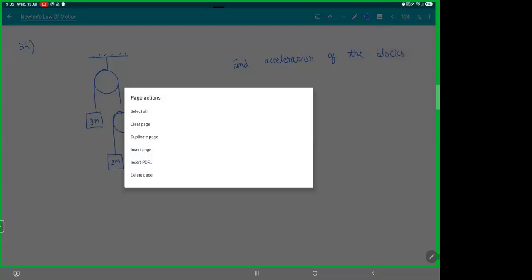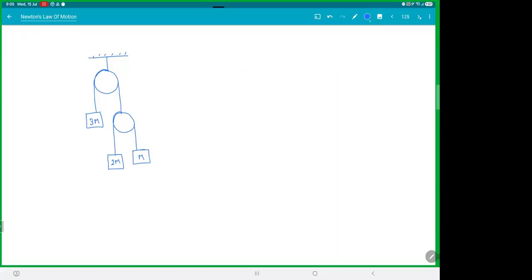I'll just give you one small thing. Now, technically speaking, you can choose anything as a system. There's nothing wrong with that. But if you want to treat the whole thing as one single block, we have a problem. So here, this cannot be treated as a single block. So keep that in mind.